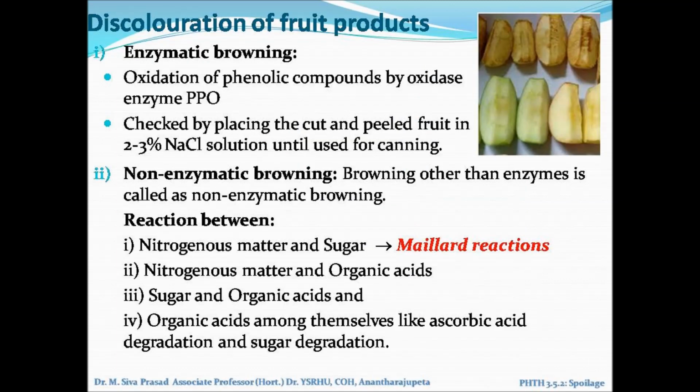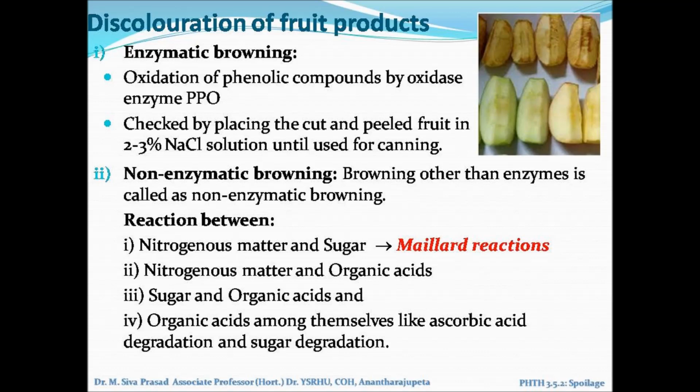So that we will see in the next few slides. So let's talk about the factors responsible for the discoloration of the food products. There are basically three reasons for the discoloration of the fruit products. The first reason is enzymatic, the second reason is non-enzymatic, and the third reason is metallic contamination. So the first reason is enzymatic browning.